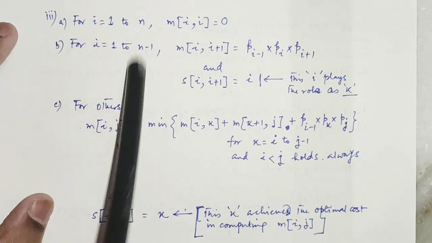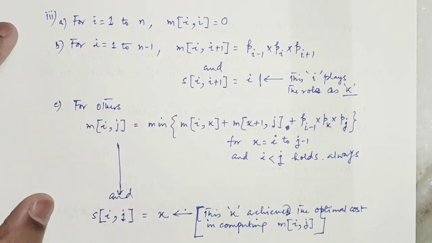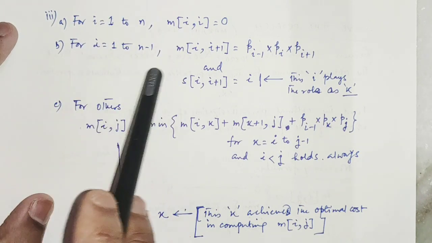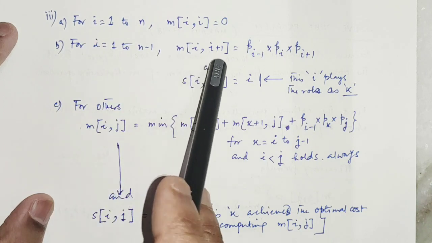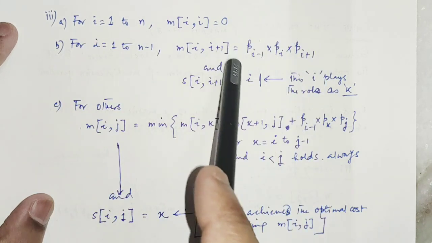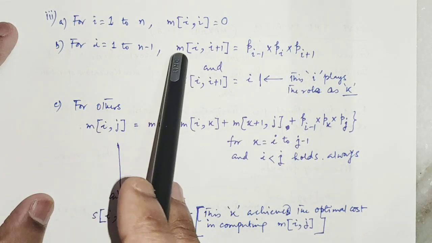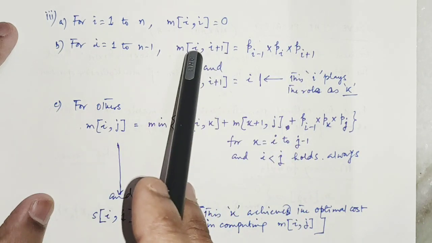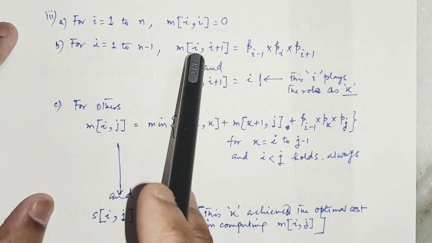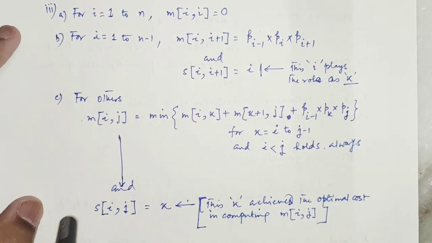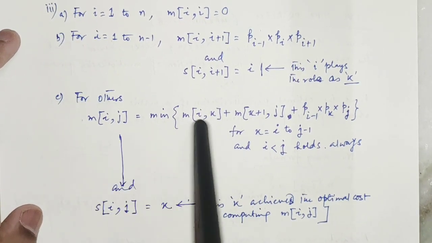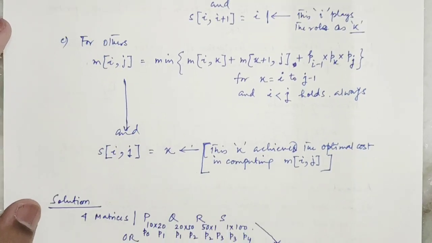For i equals to 1 to n, M of i, i equals to 0. For i equals to 1 to n minus 1, M of i comma i plus 1 will be calculated using this formula. When i equals to 1, 1 comma 2, when i equals to 2, 2 comma 3, then i equals to 3, 3 comma 4, like this. For others, you can apply this formula and get the result.